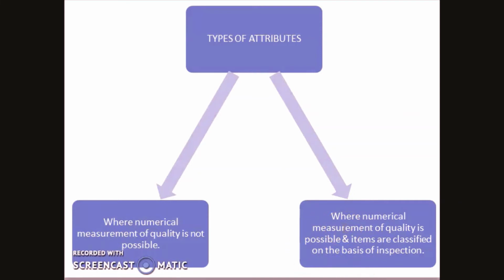Now for the inspection of the attributes, actual measurements are not taken, but the number of defective items or defectives or number of defects in the item is counted. The size of the defect and its location is not important. Items are inspected and either accepted or rejected.